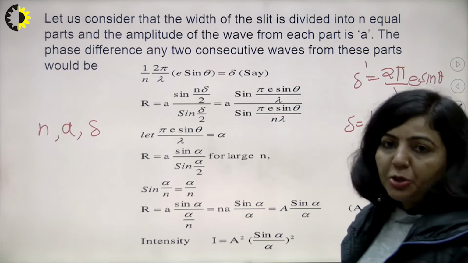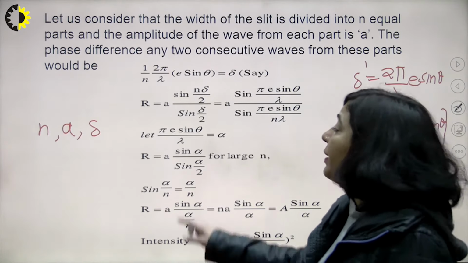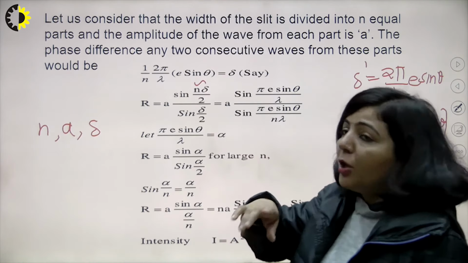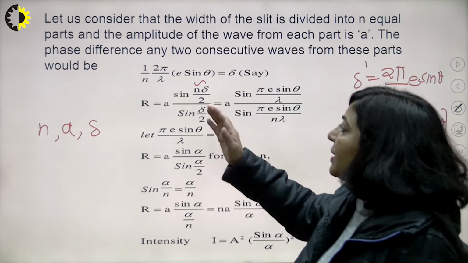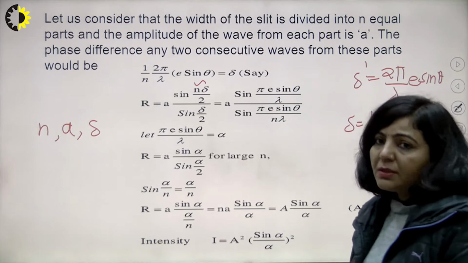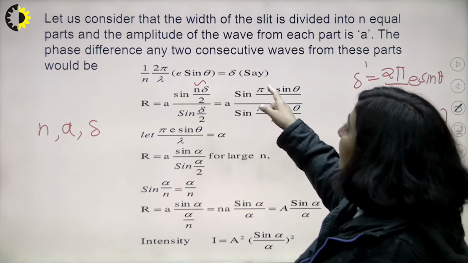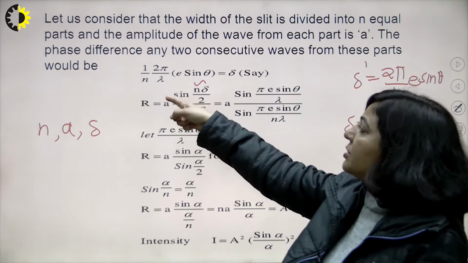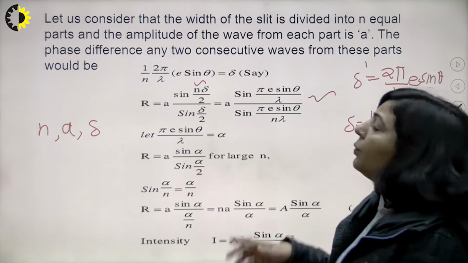You have to remember this expression from the last result: if we have n simple harmonic motions, all of equal amplitude, and delta is the phase difference, then the resultant is A sin(n delta by 2) upon sin(delta by 2). Using the same formula, I am substituting the value of delta here. After substituting, you get R equal to this.